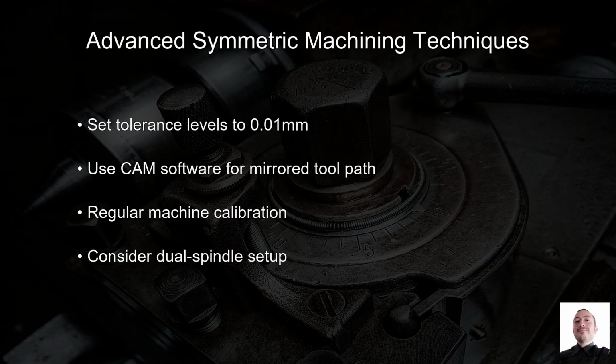Now, let's delve into the advanced considerations for symmetric machining. Imagine you've successfully mirrored your machining operation, but you're not quite hitting the precision you need. The trick is to fine-tune your machine's parameters. For instance, set the tolerance levels to a tighter range, say 0.01 mm, to ensure both mirrored parts are identical.